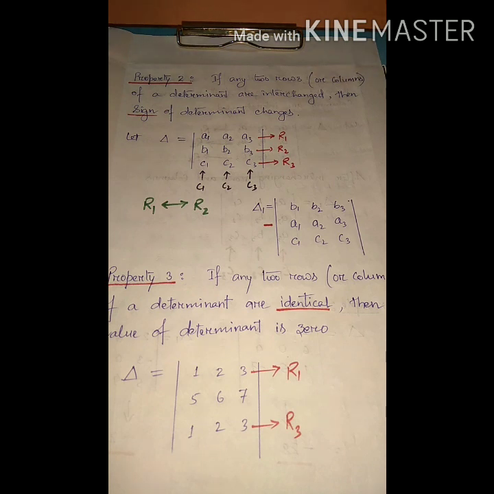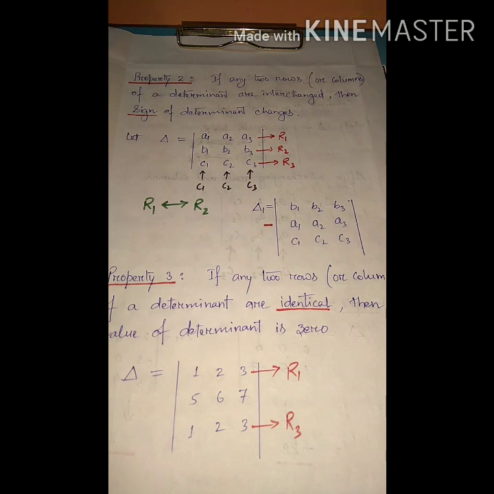In this statement: if any two rows or columns of a determinant are interchanged, then the sign of the determinant changes. This is not fixed only for rows; we can do this for columns also. If we interchange two rows, it is not fixed that they are R1 and R2; it may be R1 and R3, or R2 and R3. Similarly you can interchange columns. If any two rows or columns are interchanged, the sign will change.